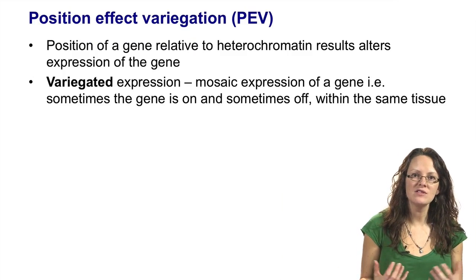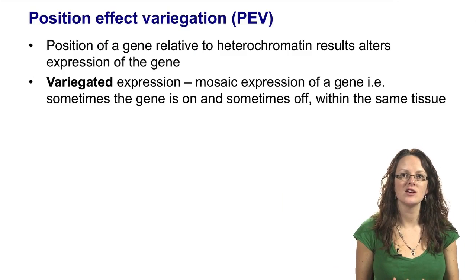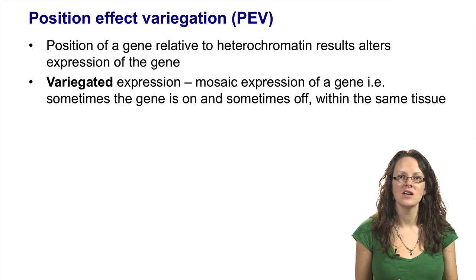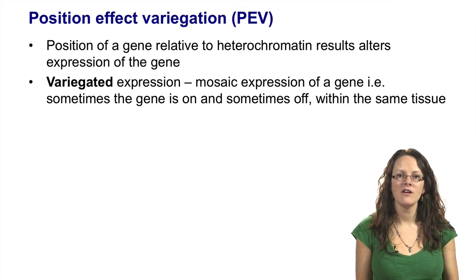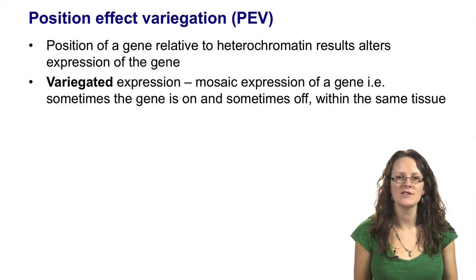Well, by position effect what we mean is that the position of the gene relative to heterochromatin can help influence its expression. So if a gene is neighbouring heterochromatin, it's more likely to be silenced than if a gene is distal to heterochromatin. I've explained variegation before, but let me just recap on it.